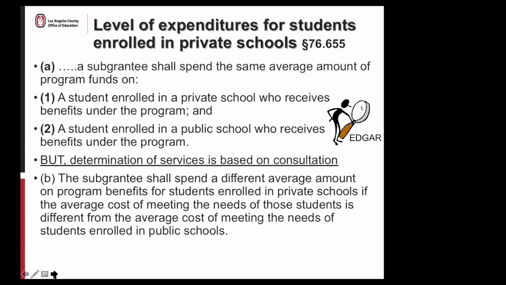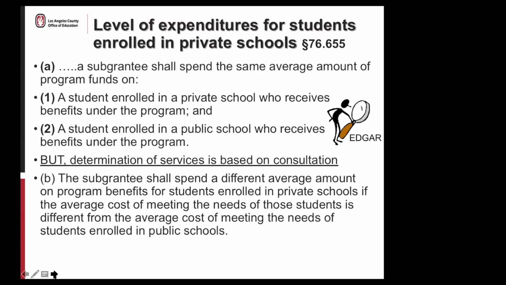Next, we'll take a look at the level of expenditures. A subgrantee, that means a district, shall spend the same average amount of funds on both your public and private school students. So that's how you come up with the equitable share. But according to EDGAR, it's also based on consultation, so it may be a different average amount if the needs of the private school are different. Generally, that's not the case, and it's safer to have the same per pupil amount, but certainly if in consulting with the school, the needs are different, that funding might be adjusted somehow.